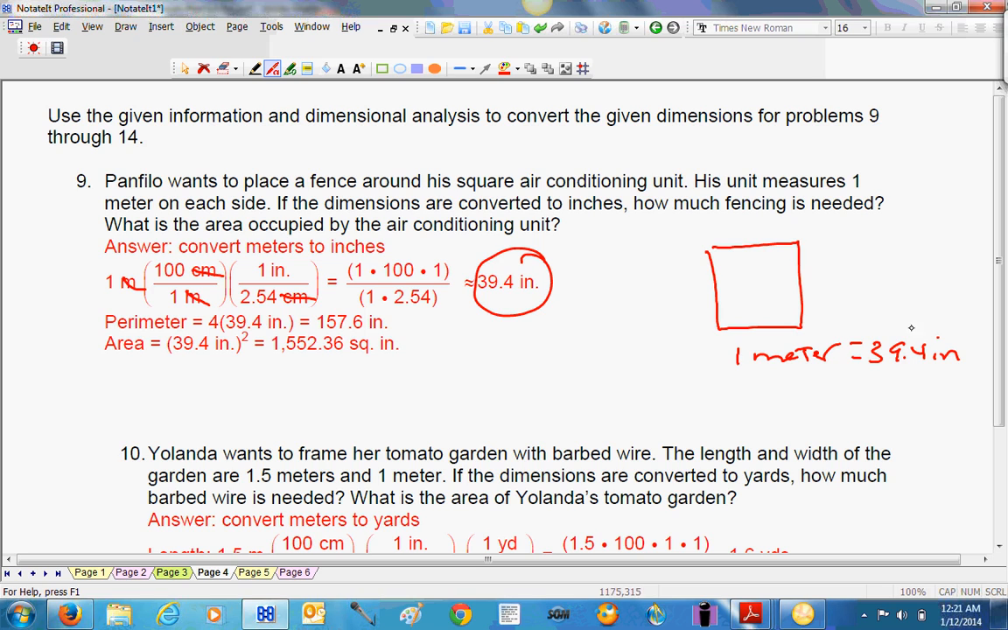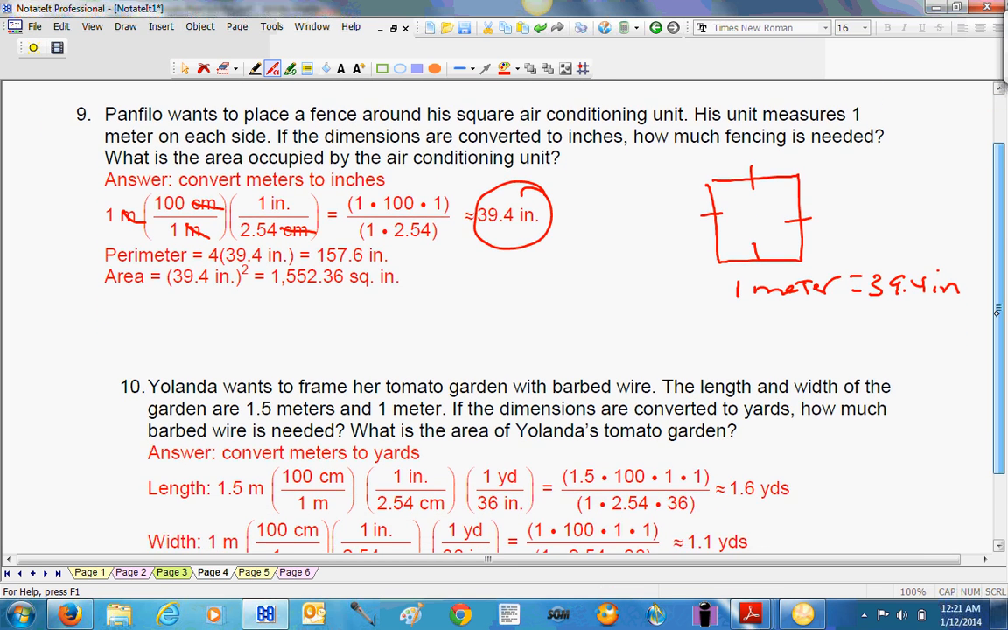39.4 inches. So now 4 times, it says all 4 is the same. So we have 4 times 39.4, which is going to give us 157.6 inches, and the area would be 39.4 inches squared, which will give us 1,552.36 square inches. Okay, just another way of doing it.